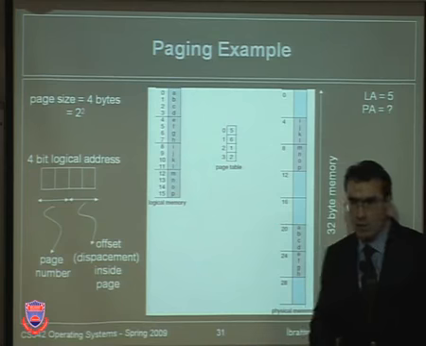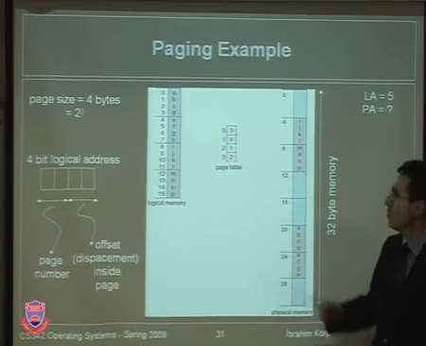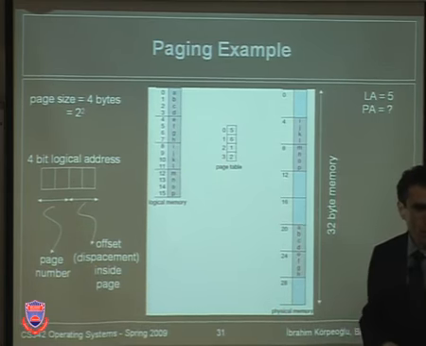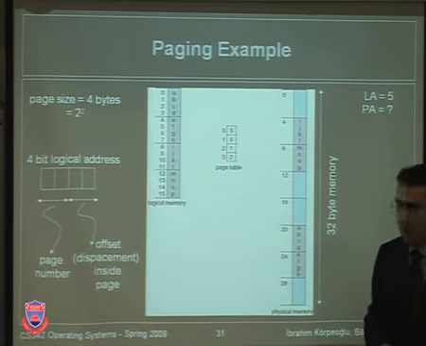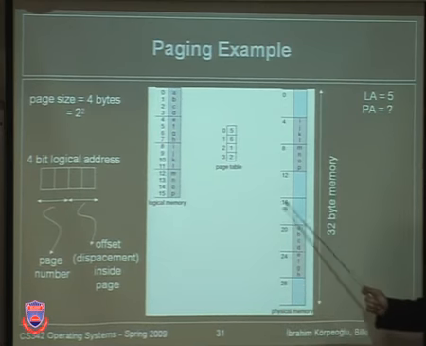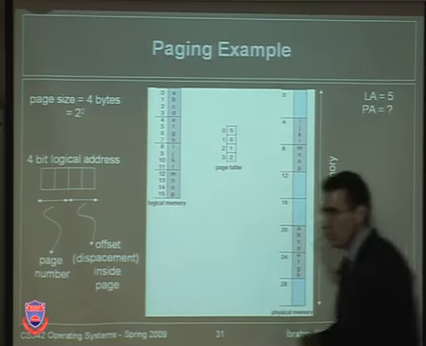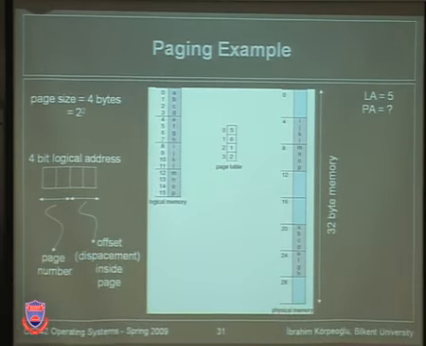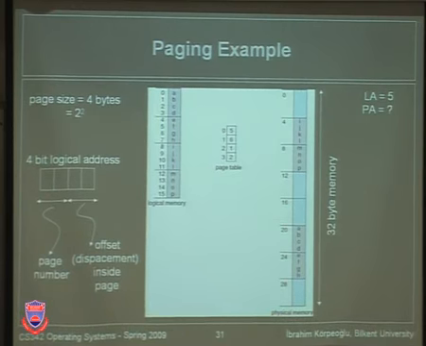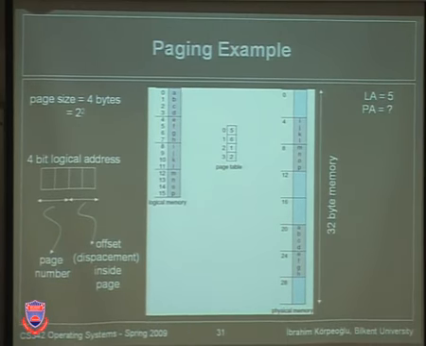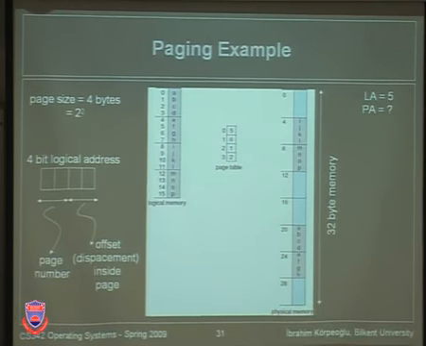Then using the page number, you can, from the page table, obtain the corresponding frame number. And then you can concatenate the frame number with the displacement and obtain the physical address. This is how we obtain the physical address, and this process is done by the hardware. So let's give an example of how we can convert a logical address 5 to a physical address.